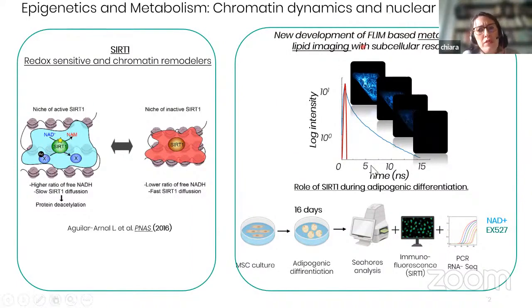For the FLIM development, we developed metabolic imaging of NADH and lipid-associated fluorophores with subcellular resolution during the maturation of mesenchymal stem cells into adipocytes. Then we combined these FLIM measurements with other measurements like Seahorse analysis, PCR, RNA sequencing, and also pharmacological treatments to inhibit or enhance the SIRT1 activity.